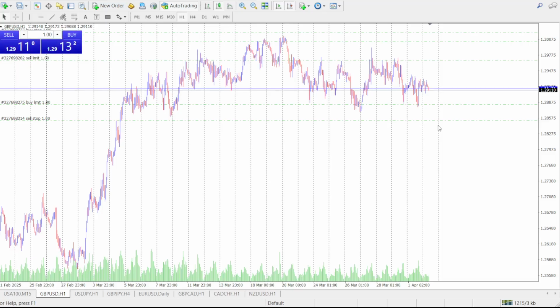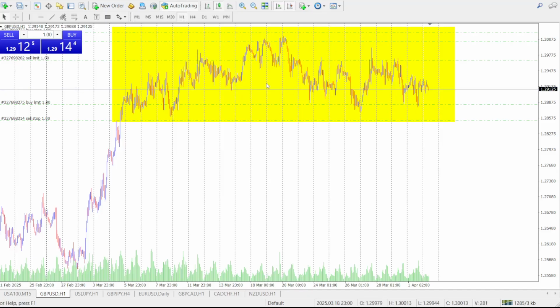Now, if you want to effectively set up a grid trading strategy, you need to follow some steps. First of all, you need to identify the current market structure. It is important. Is the market ranging or is it trending? For example, in this particular scenario, we can see that the market is in a wide range. This is the 1 hour time frame. It's in a wide range.